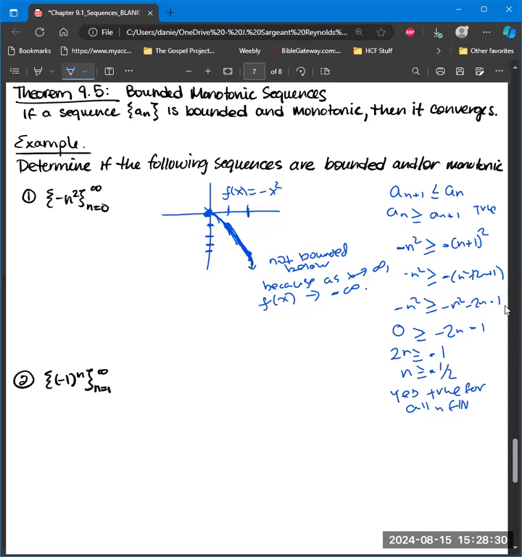Watch out for sign errors like I almost made right there, right? But it's not bounded. So yes, it's monotonic, but not bounded.